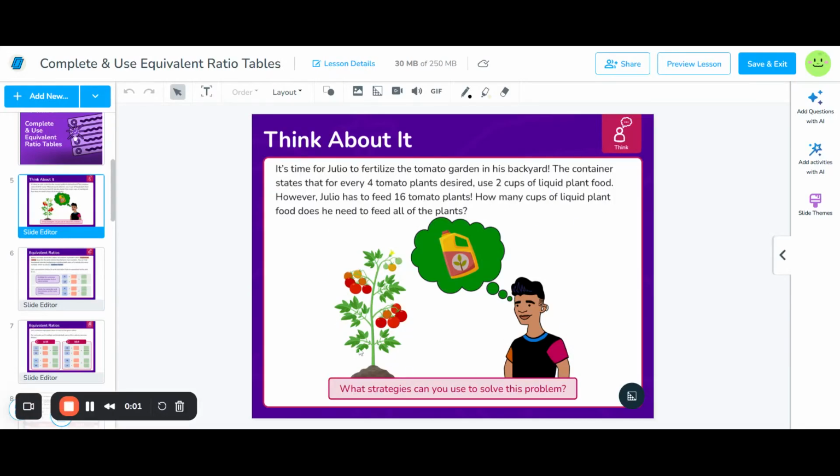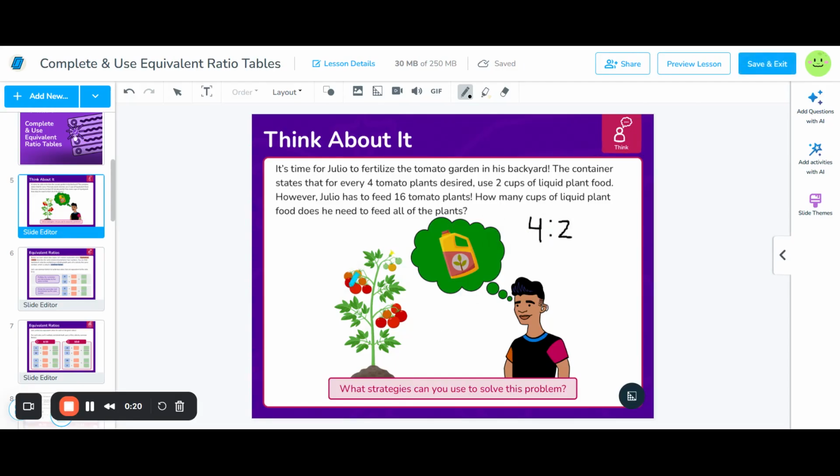So here we have a real life example of where we might use some equivalent ratios. It's time for Julio to fertilize his tomato garden in his backyard. The container states that for every 4 tomato plants he wants to have, he needs to use 2 cups of liquid plant food. So that's a ratio of 4 to 2.